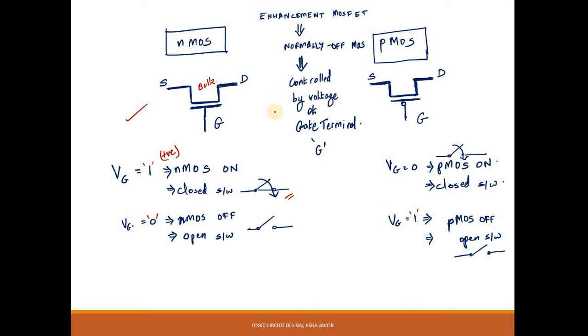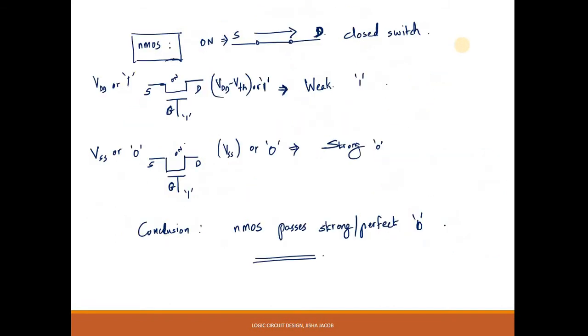We are talking about enhancement MOSFET here. The fact that it is an enhancement MOSFET means that it is normally off. You need to apply a control voltage at the gate in order to turn it on or off. That is why the situation arises wherein you have to apply a logic 1 or a 0 to keep the NMOS on or off, or the PMOS on or off. So let us remember this much, that a logic 1 turns on NMOS and a logic 0 turns on PMOS.